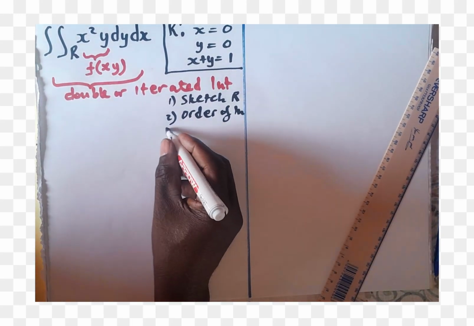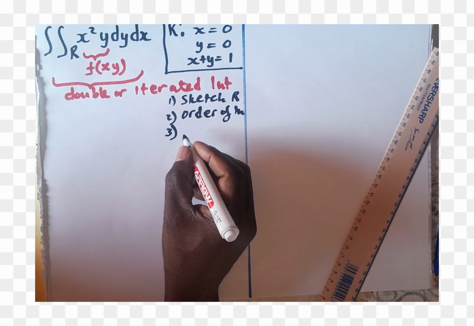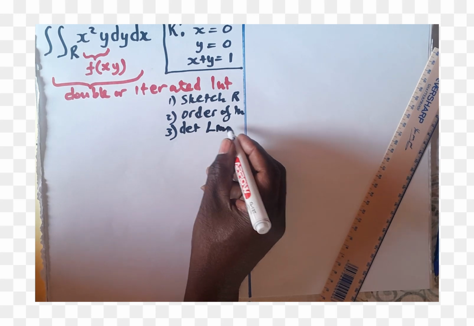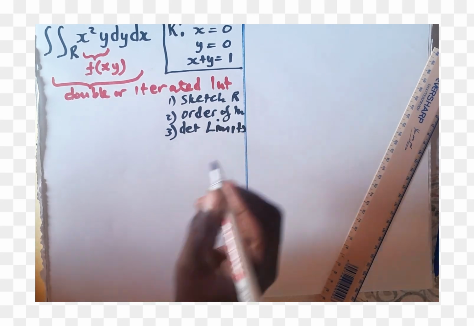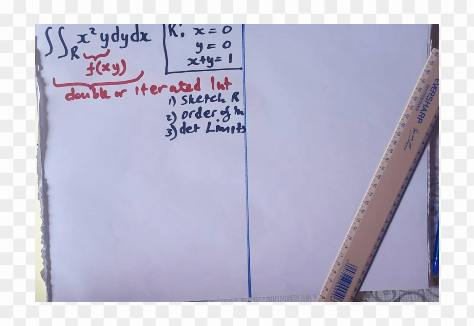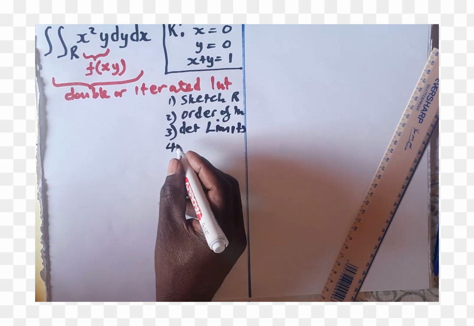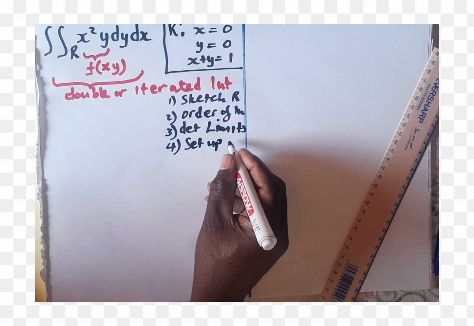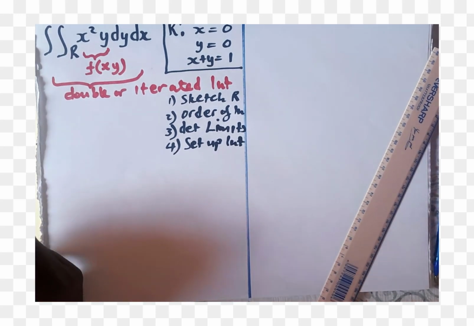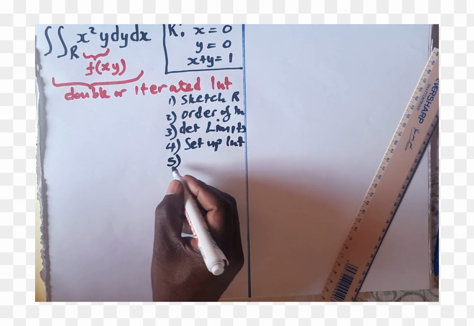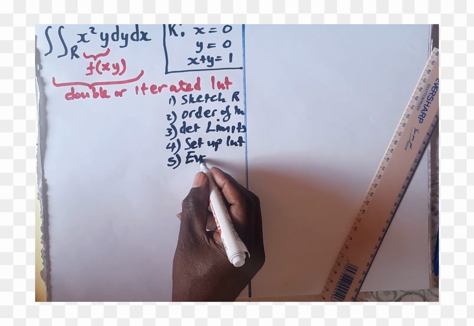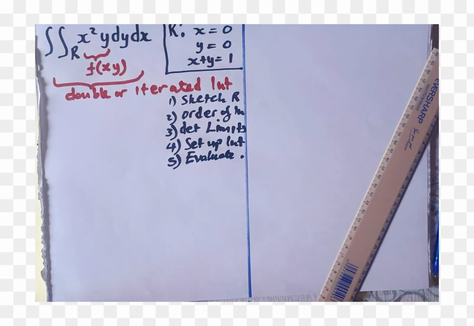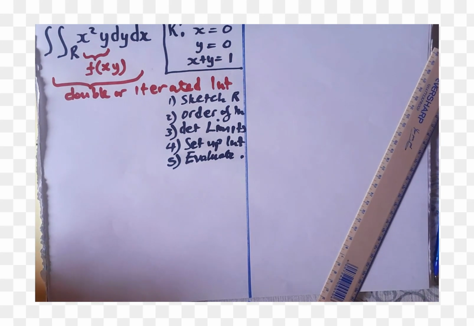Step number 3, we determine the limits of integration. Step number 4, we set up our integral. Step number 5, then we evaluate our integral. Now let's go through these steps one at a time.